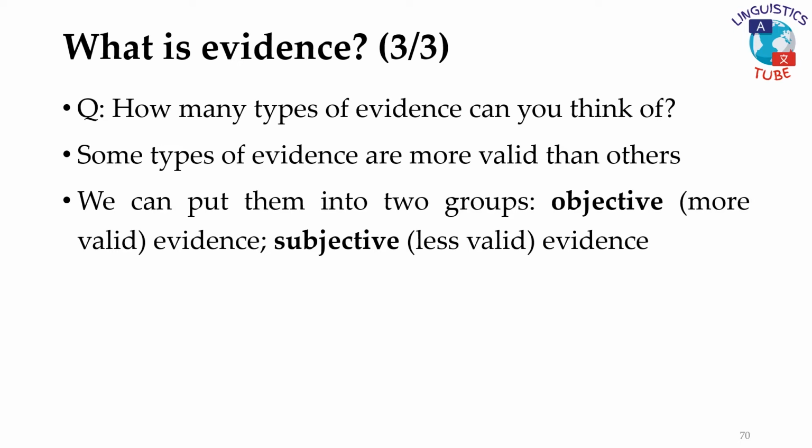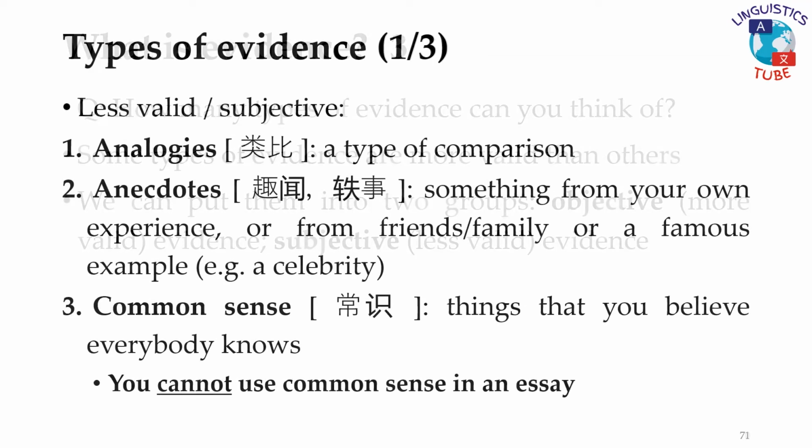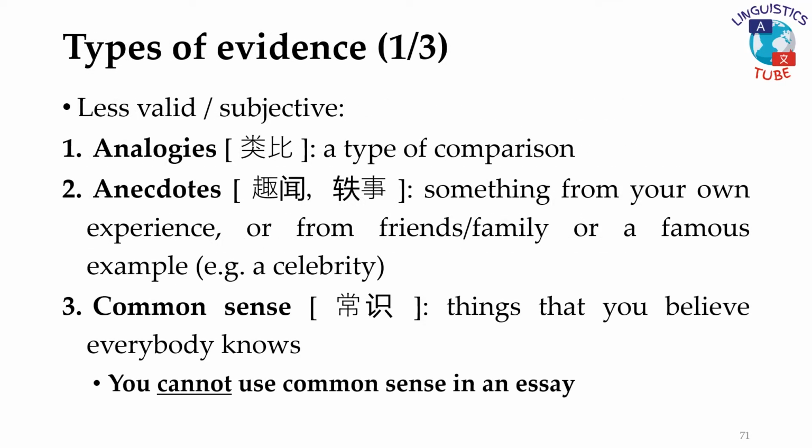Let's now have a look at more and less valid types of evidence. There are three types of less valid evidence. Firstly, analogies, which are a specific type of comparison. Understanding how to use these effectively requires some explanation, so we will learn more about them later in this episode. Secondly, you could use anecdotes, which are a story about something from your own experience, or a story about the experience of friends or family, or a famous story about a celebrity, for instance.